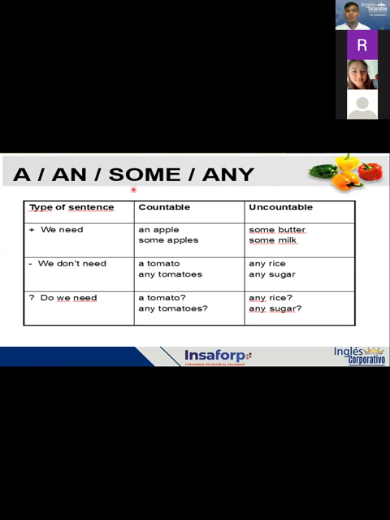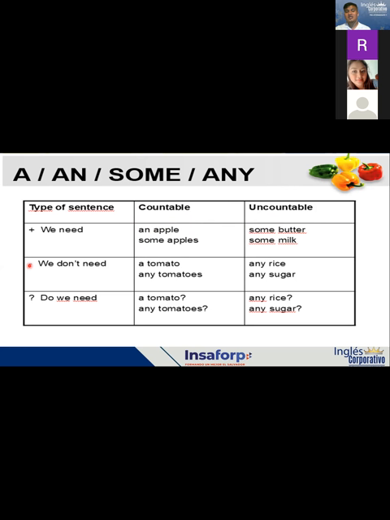Un recordatorio about what we just saw last time. Right? Do you remember that we saw an, some, and any, and zero article? So here we have a brief review or a brief reminder for you about the usage of these four articles. Remember, for the positives, we need countable. We can use an apple or some apples. When you refer to uncountable, you can use some butter and milk.